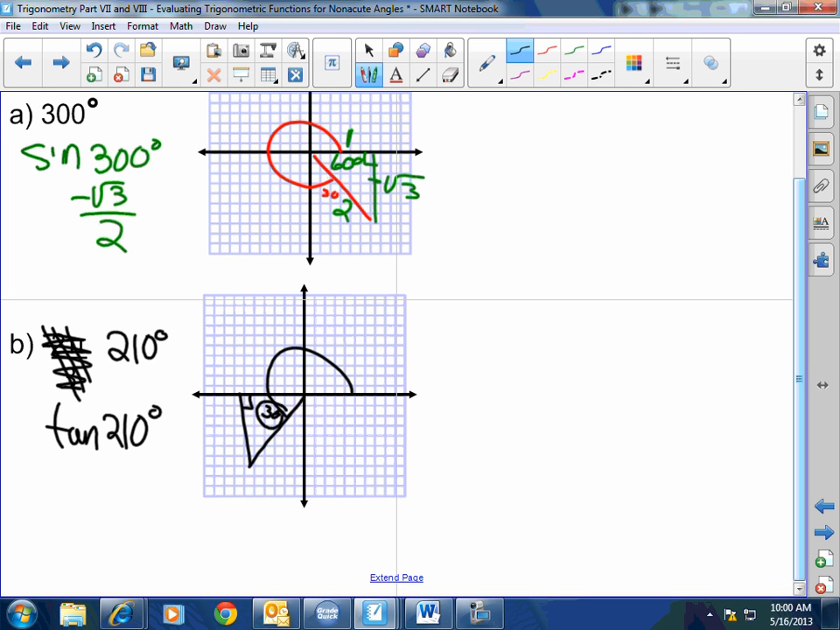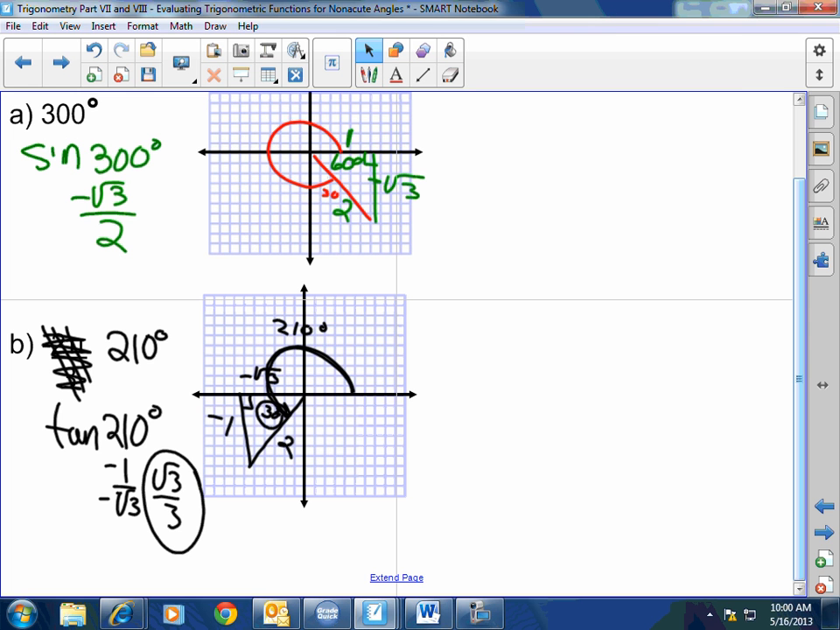Guys, it's right here. This is the whole angle of 210. What's the reference angle, though? 30. What's the tangent of 30? Well, for 30, this is 1, this is negative square root of 3, and this is 2. What is the tangent of 210? This is negative as well. So the tangent is opposite over adjacent, which is negative 1 over negative square root of 3. So that's going to be square root of 3 over 3. Does that make sense?